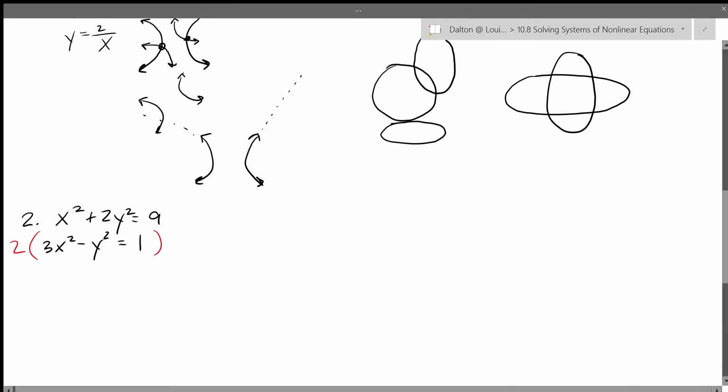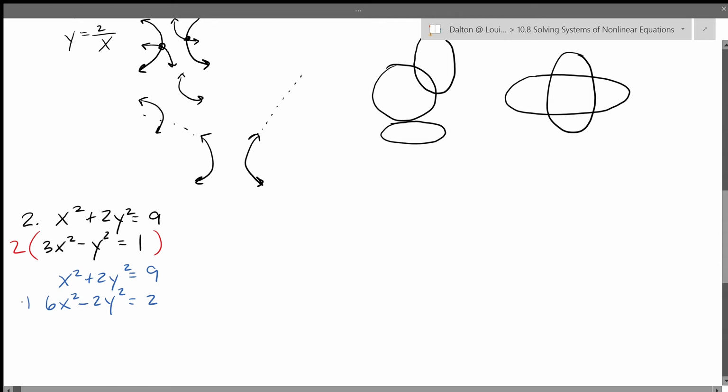So then if we do that, I get x squared plus 2y squared equals 9. The first equation remains the same. The bottom equation, when I multiply it by 2, is 6x squared minus 2y squared is equal to 2.